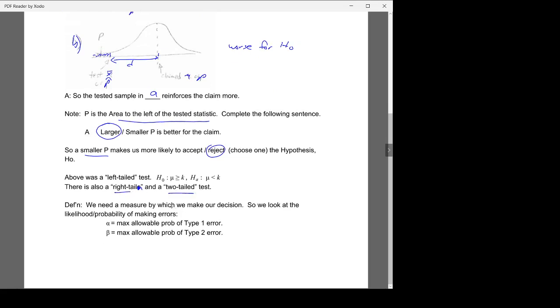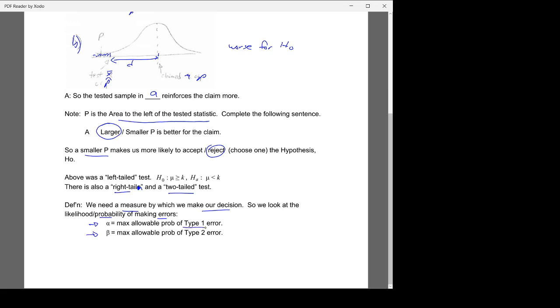So in science, and we put statistics in the sciences, at least according to Aristotle or Western philosophy, and the way they break up the world, we like to measure things and have numbers. So we need a measure by which we can make our decision to reject or fail to reject the hypothesis. So we look at the probability of making errors. And we talked about these two things. We call it A, alpha, and beta.